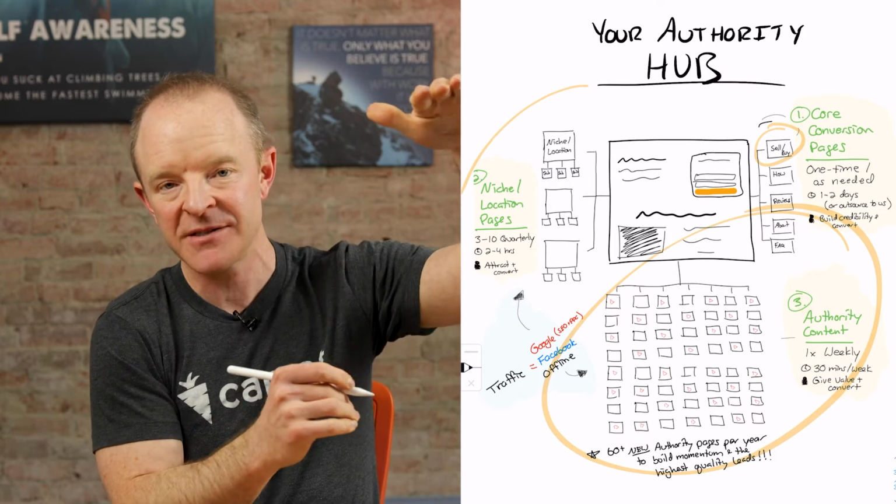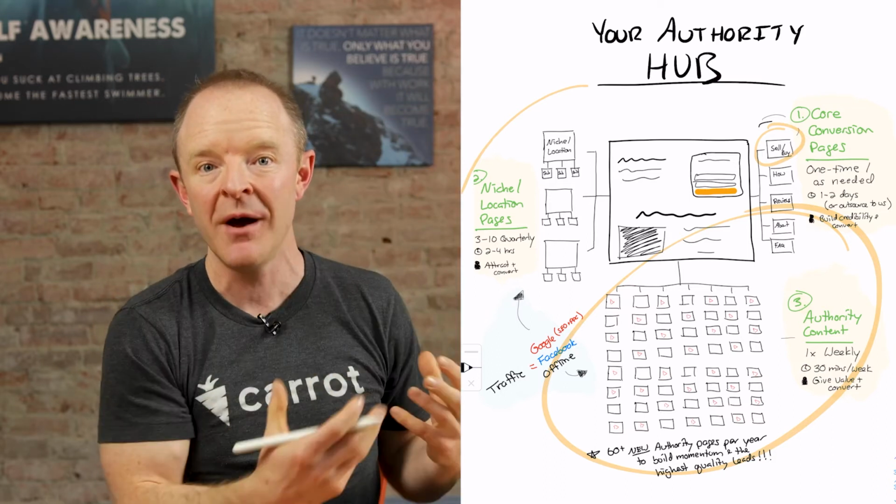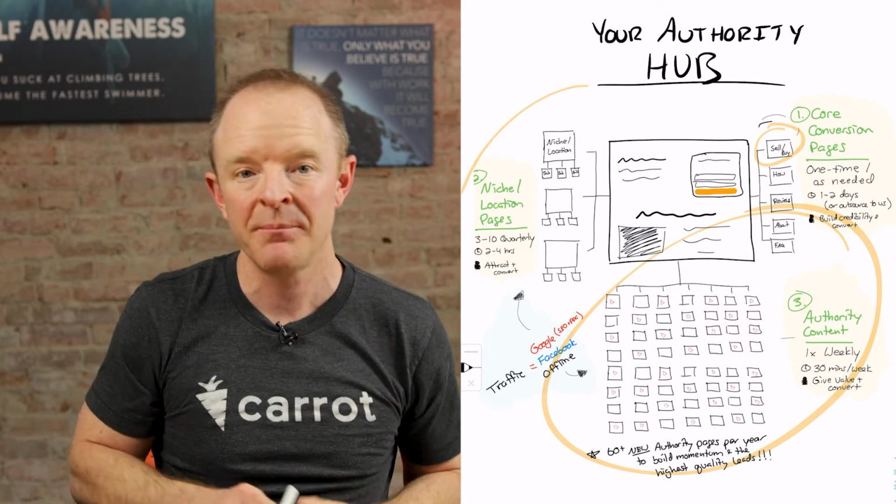You're going to put that content online. It's only going to last there for 72 hours before you've got to put more up there. Okay, you're staying on the hamster wheel. But doing it this way, building on your authority hub, builds momentum.